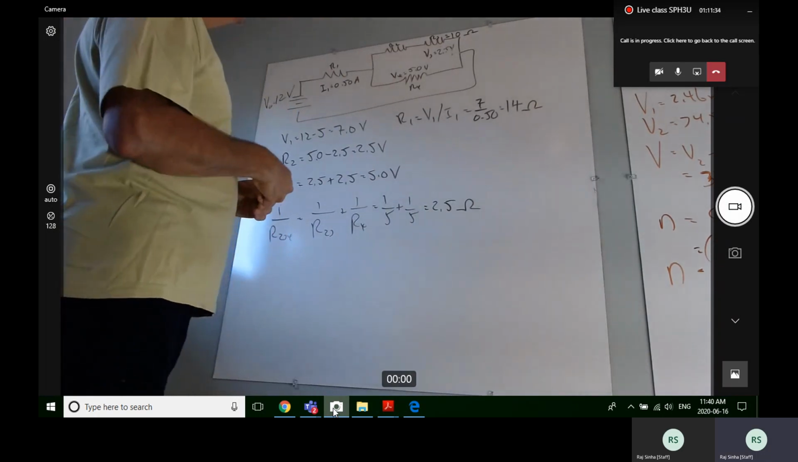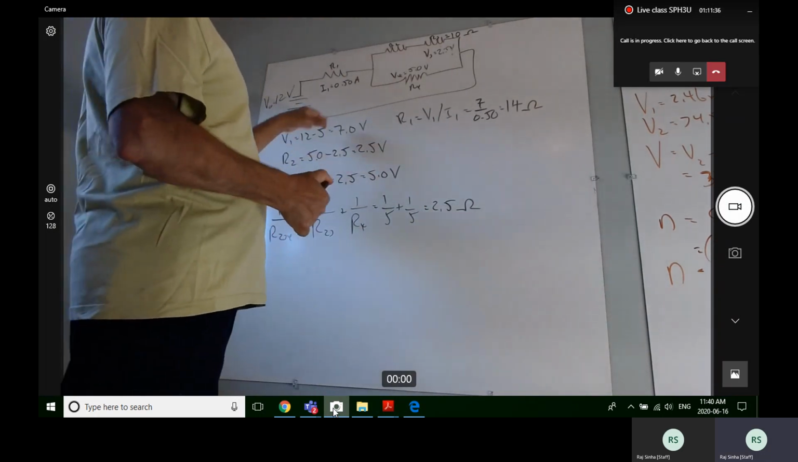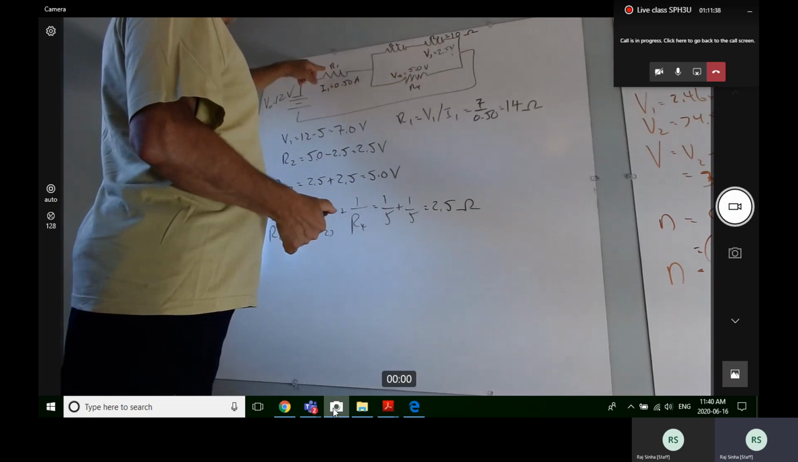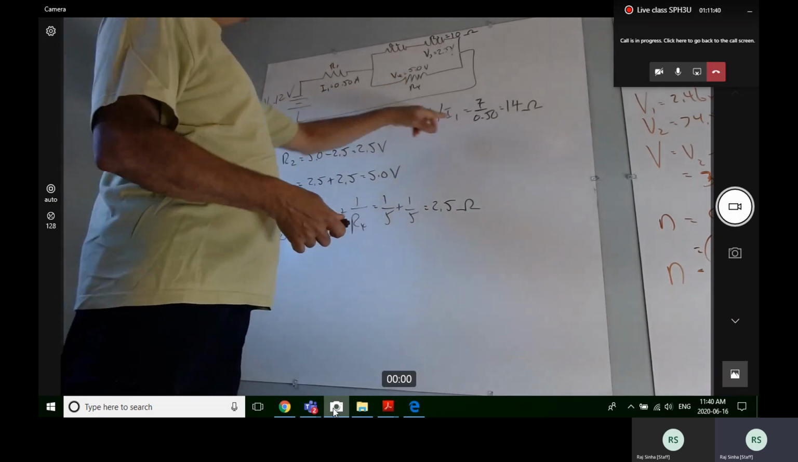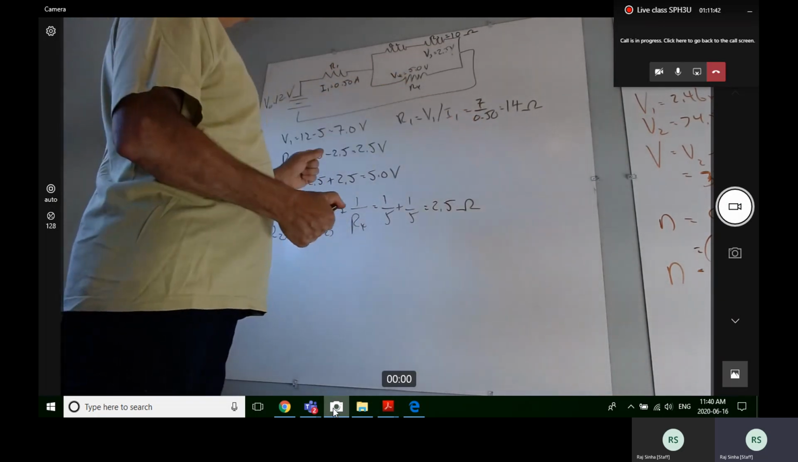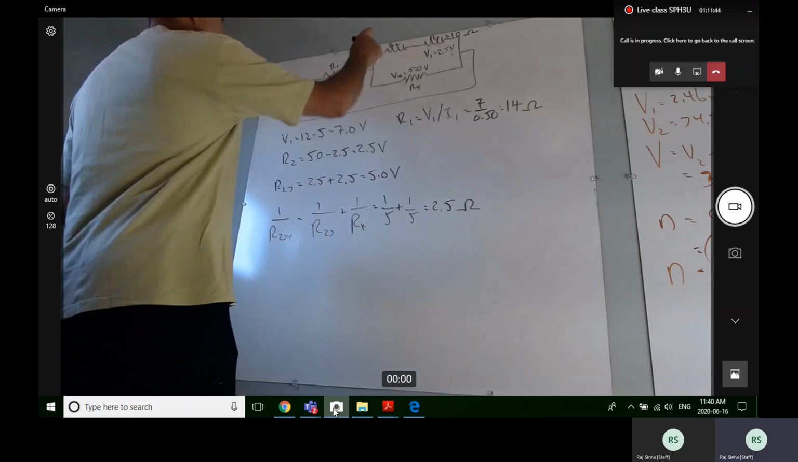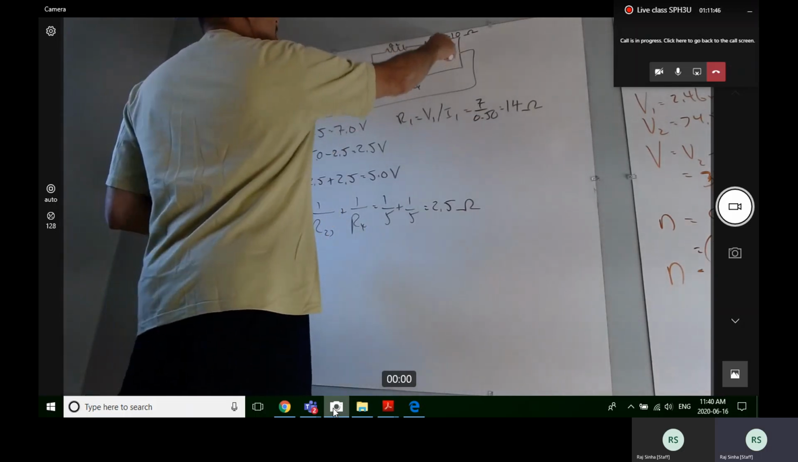Let's go back here. I'm kind of rushing through this. So I know I1. This was 5 volts. So this is 7 volts. So this is 14 ohms. I know R2 and R3.